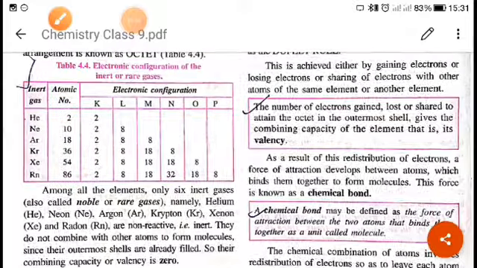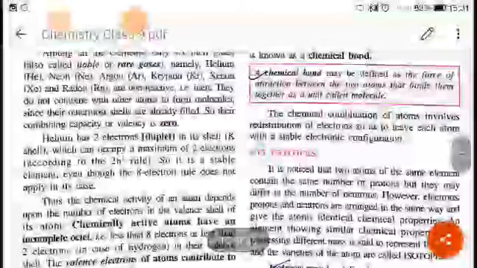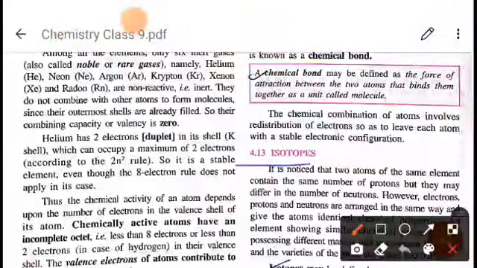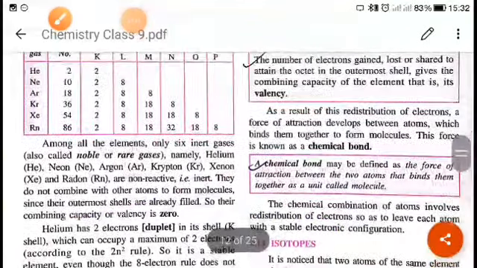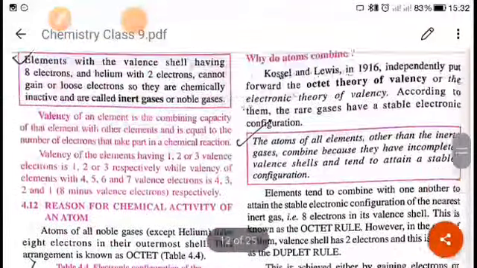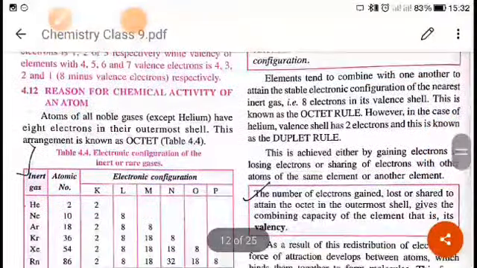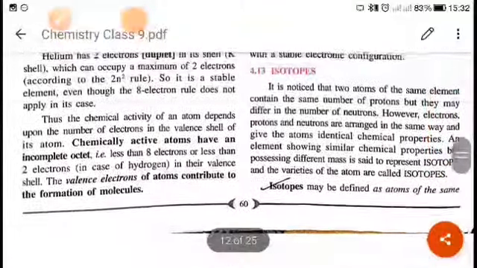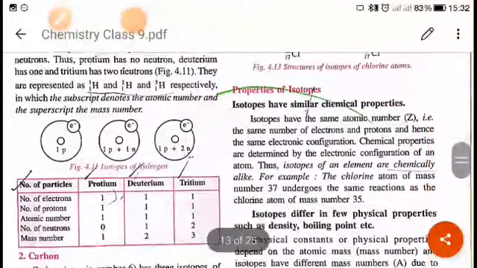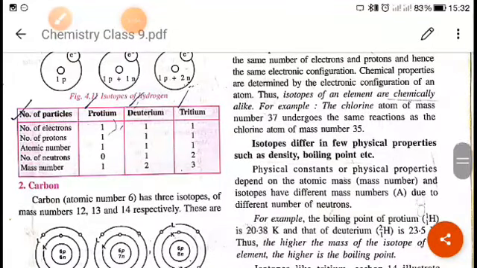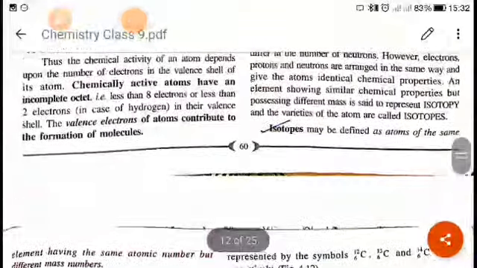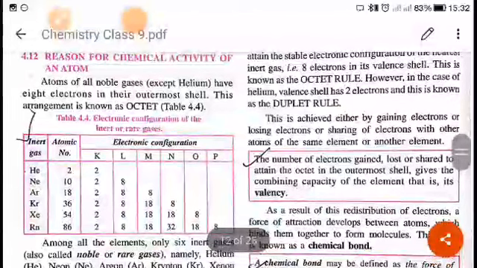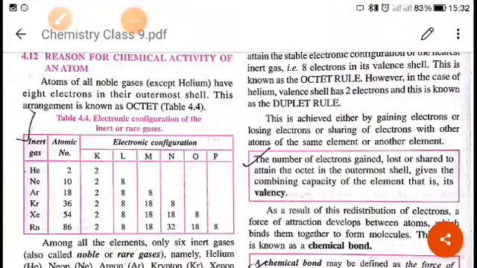Now next is isotopes, which we will see in the next class. I hope you have understood up to this point. In the next class we will discuss isotopes, isobars and all, and electrovalent and the types of bonds. Chemical bonds also have different types, so we will see that. Till then, thank you.